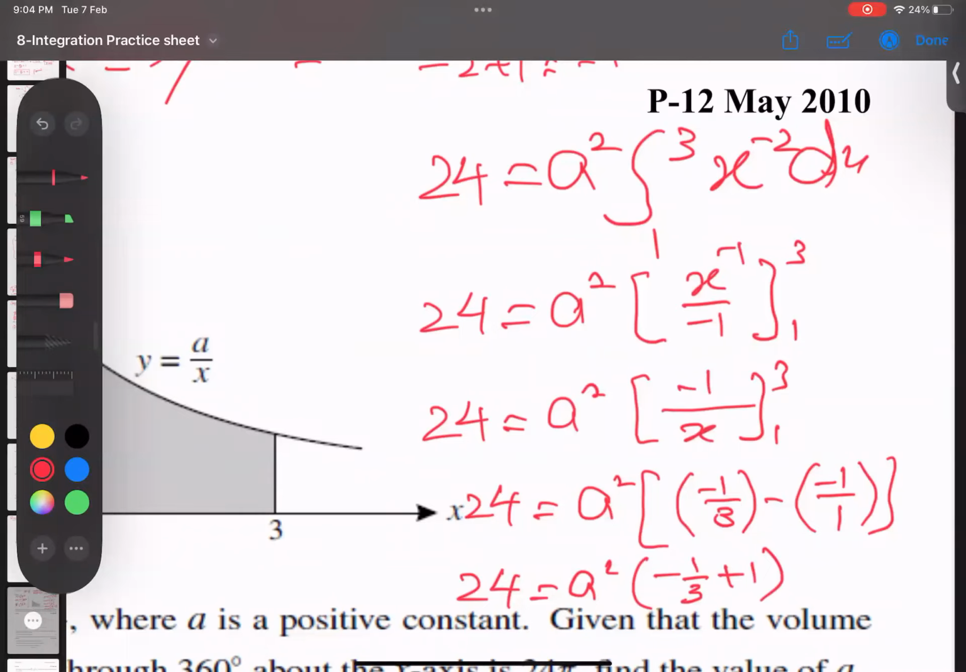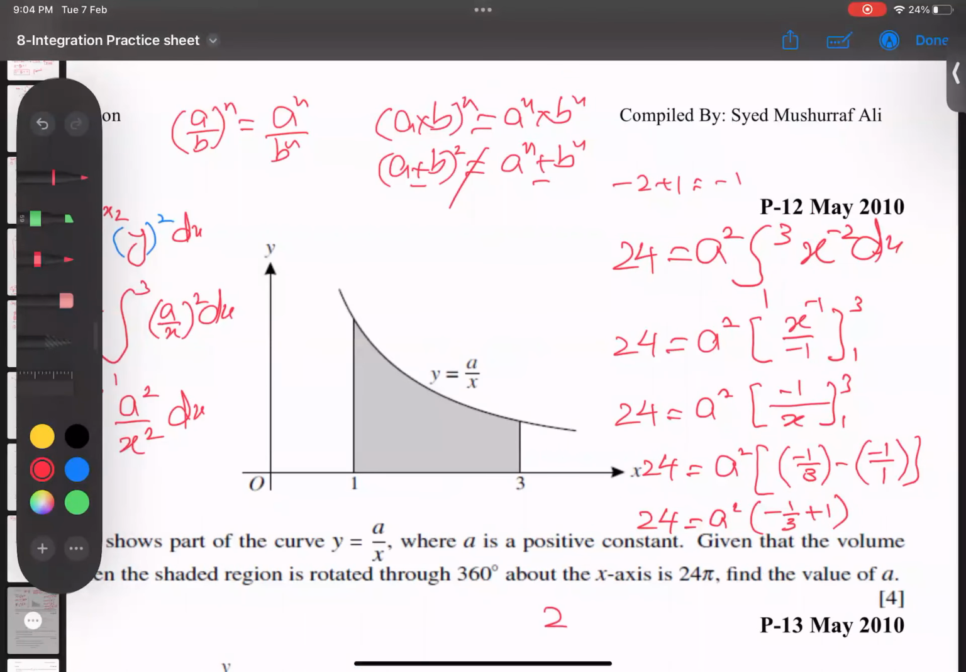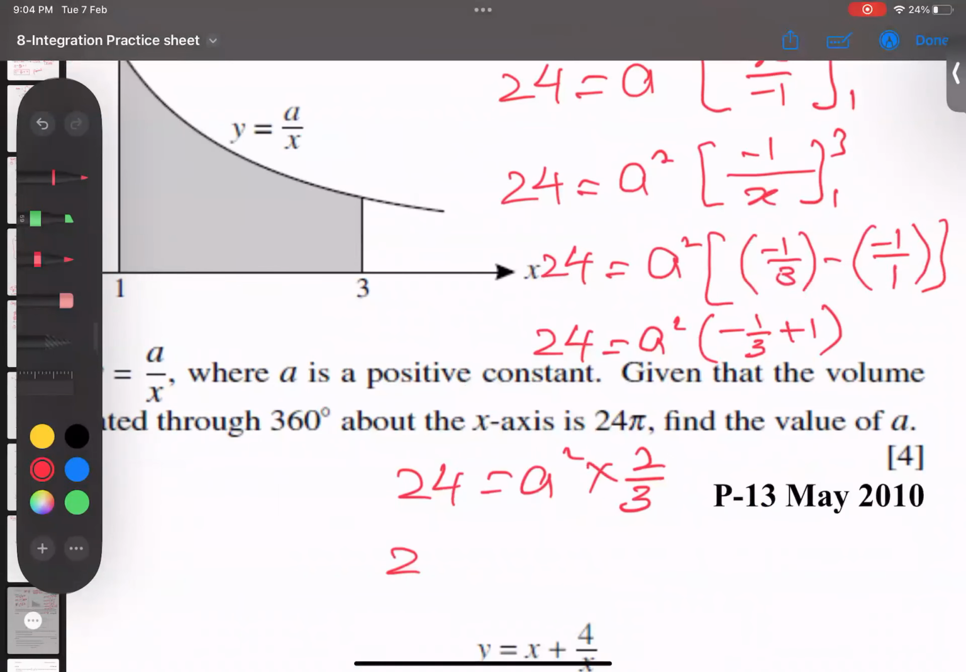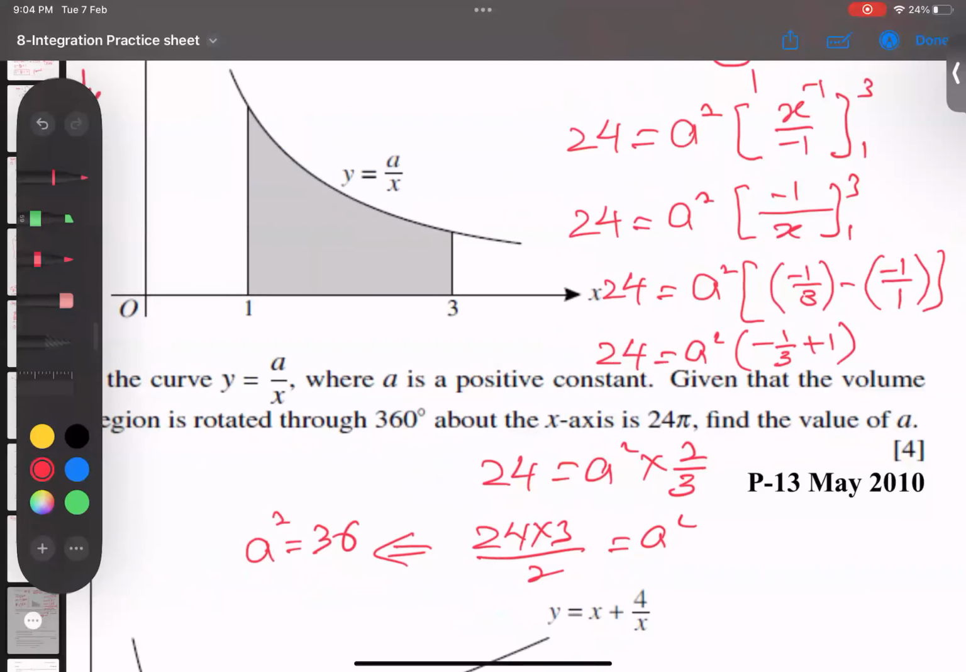It is giving me what? It's giving me 24 equals a square times 2 by 3. Then 3 multiplies with 24, 24 into 3, and the 2 will divide under it. It will look like this. And I got 36. So a to power 2 equals 36, and when I take the root, I get the answer a equals 6.